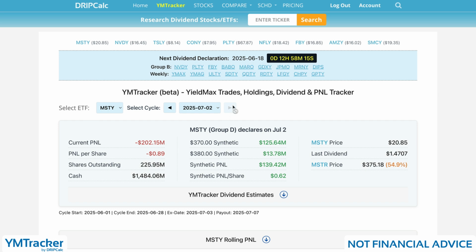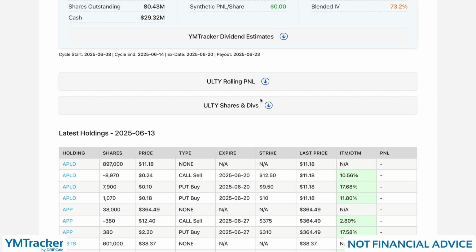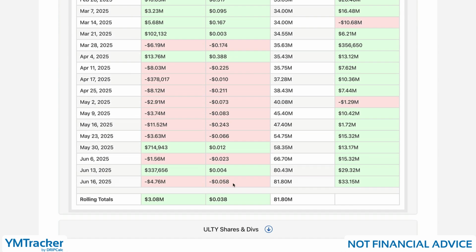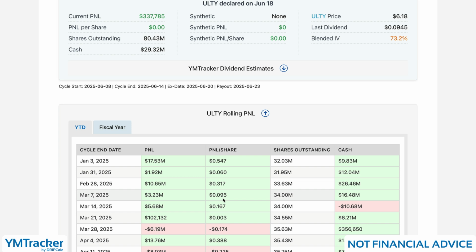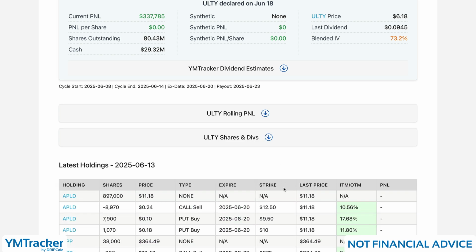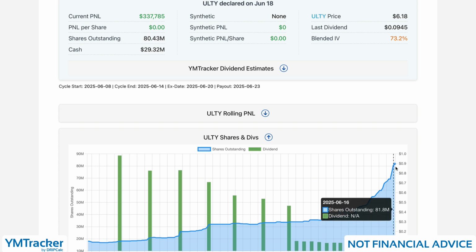I think it's very useful, at least for me, in making buying decisions or selling decisions. For example, I was thinking about going into Ulti, but looking at their rolling PNL, it just doesn't make sense for me, because year to date they've made less than 4 cents per share, and yet they paid out $2.50. And there's a lot of interest in Ulti right now, as you can see over here in the shares outstanding. They just increased it by 15% in the last few days, last week.